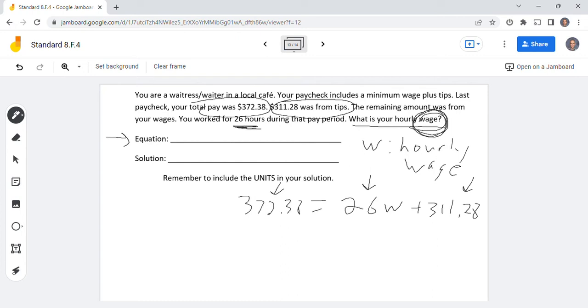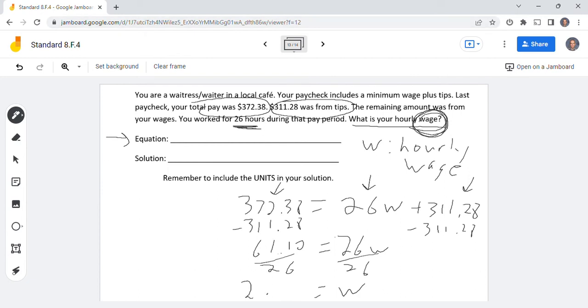All right, we're going to solve this one just like we did before. So we're going to subtract 311.28. That gives us a total of $61.10. Over here we have 26W. Let me fix that typo there. 26W, divide by 26, divide by 26, and that should give us our wage. That ends up being $2.35 per hour. So our solution, our wage equals 2.35. The units are going to be expressed by putting that $ sign there.